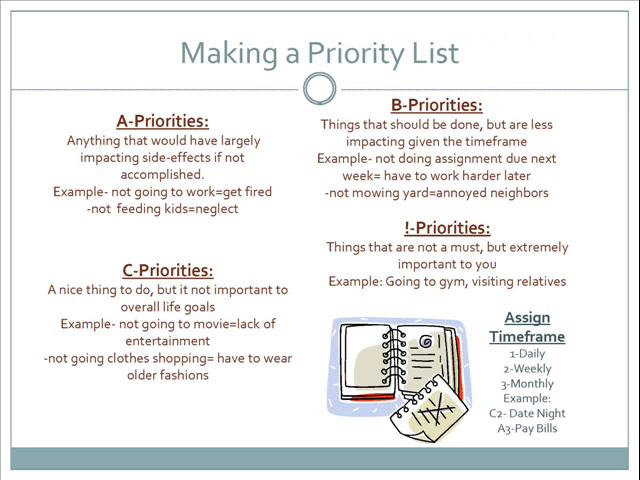Remember, there are A priorities, which are anything that you would need to do that are highly impactful to your life. B priorities are things that should be done but are less impacting. C priorities are a nice thing to do but generally don't coincide with your overall life goals. And D priorities are not a must but you'd really like to get them done.